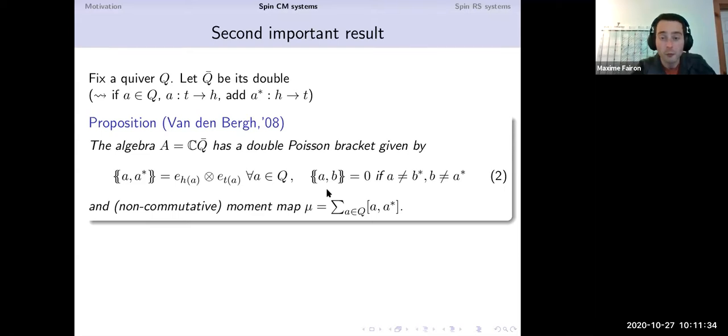And then the second rule is just to say that whenever you take any two arrows in the double quiver which are unrelated, the double bracket is 0. And you get a double Poisson bracket.